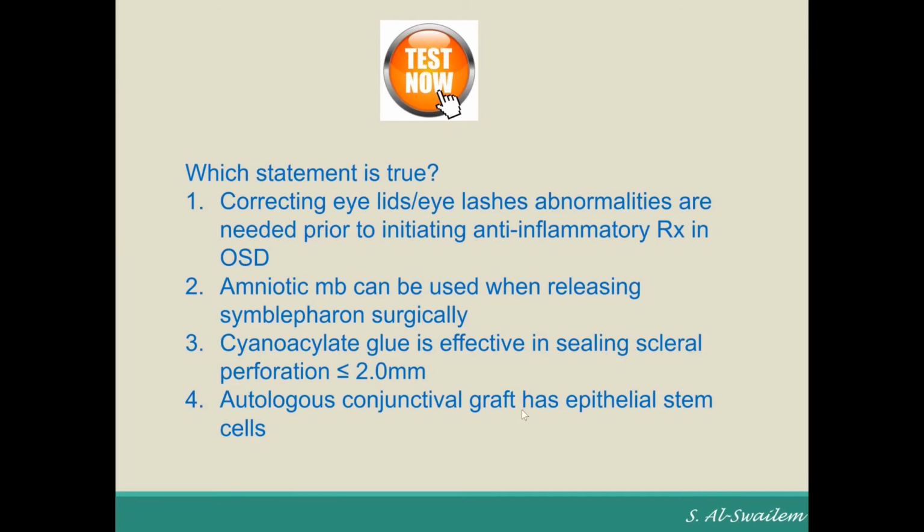Autologous conjunctival graft has epithelial stem cells? No. It's the nasal, yes, or oral mucosa. So this is wrong. Amniotic membrane can be used. And for the first statement, we really need to initiate the anti-inflammatory medication before moving to correcting the eyelash or eyelid abnormalities. Oh, yes, it's the opposite. It's the opposite. No problem. Okay, thank you.